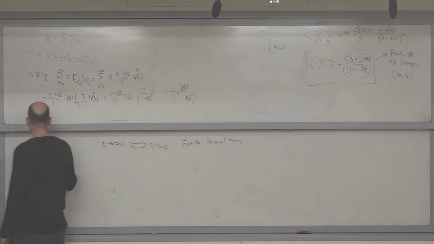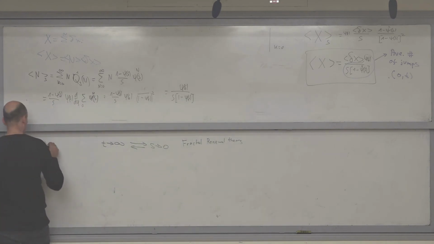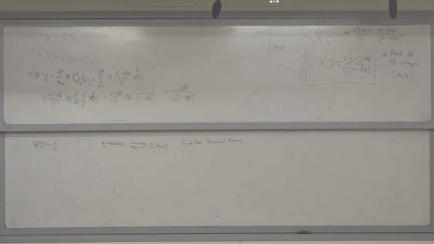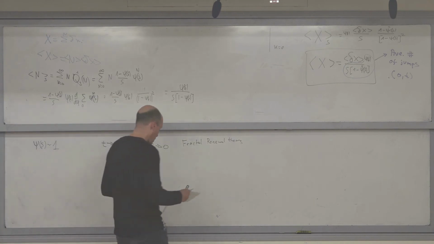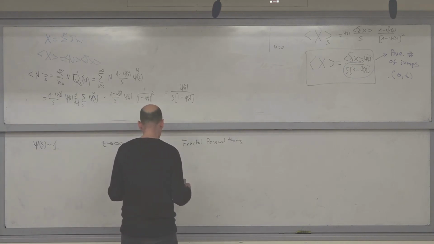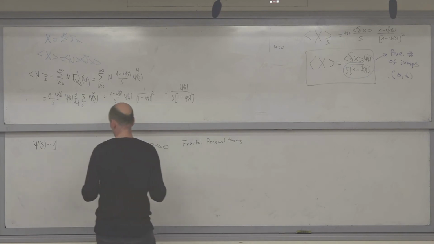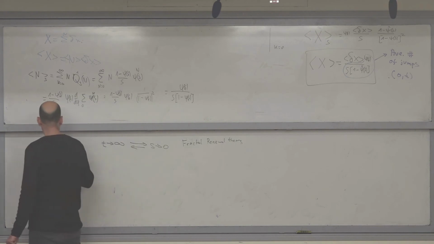So in particular, we know how psi of s can be expanded at small s. And what is my notation? Okay, 1 minus a s to the power alpha. Let's say here alpha is between 0 and 1.